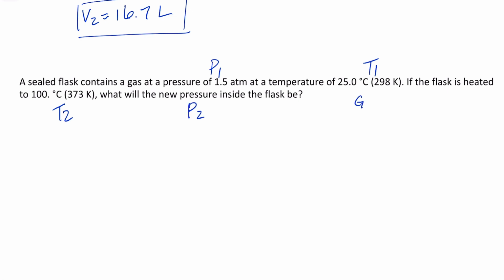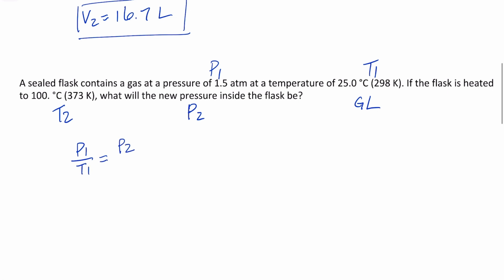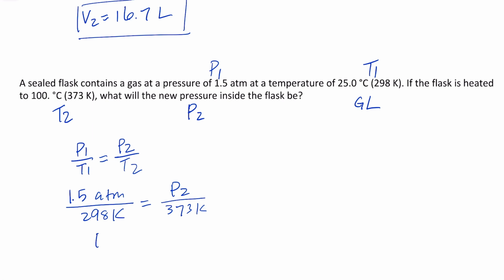And this is Gay-Lussac's law, which states that P1 over T1 equals P2 over T2. And if you do some substitution and perform the operation on your calculator, you would get 1.5 atm over 298 Kelvin equals P2 over 373 Kelvin. For P2, you would get 1.88 atm, which is the new pressure inside the flask.